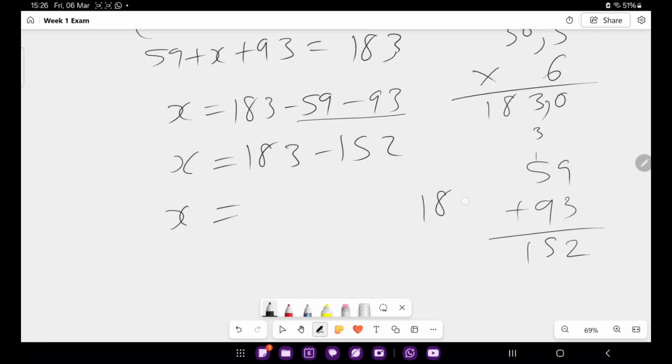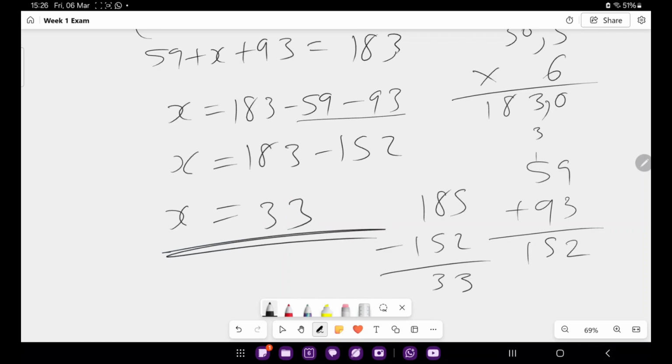what do we get here? 3 minus 2, 1, 8 minus 5, 3, 1 minus 1, 0. So we get 31. What's 31? 31 degrees Celsius. 3 marks. 3 marks, yeah. Done and dusted.